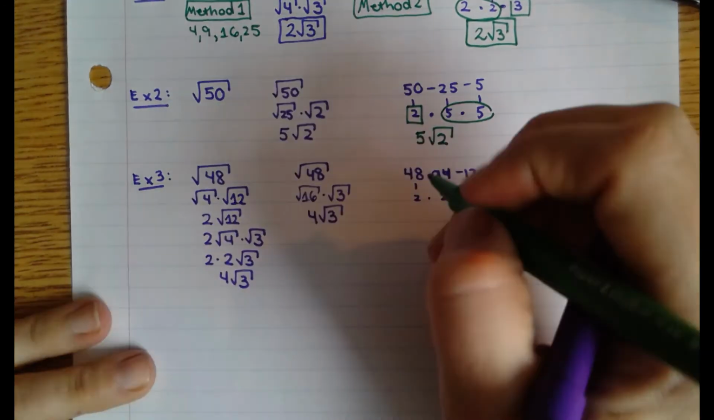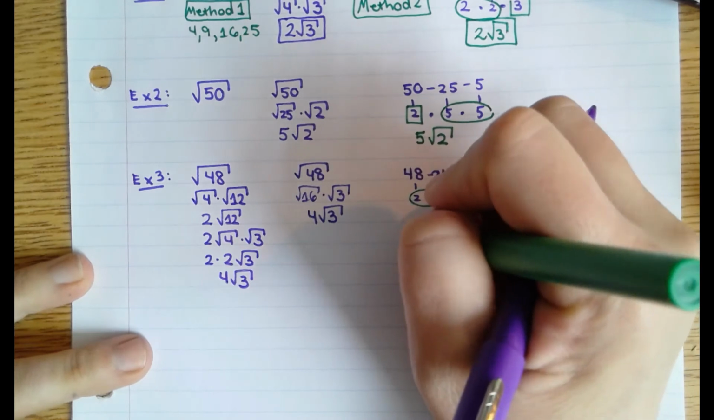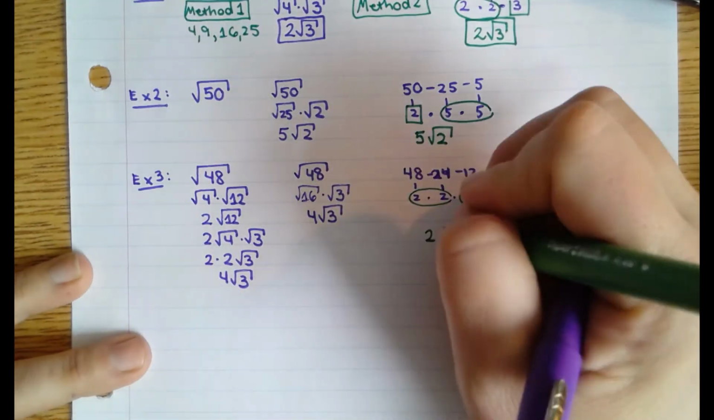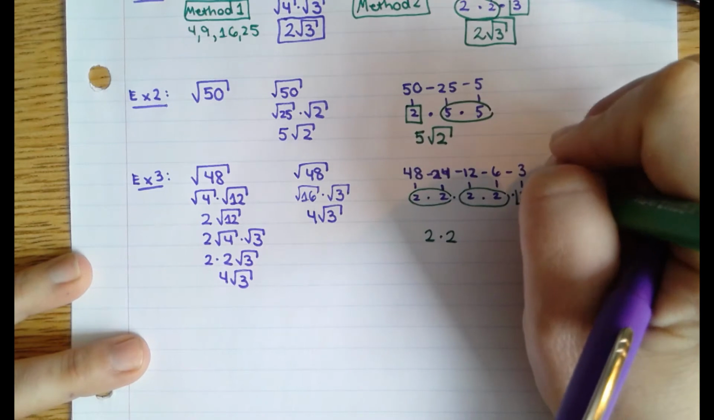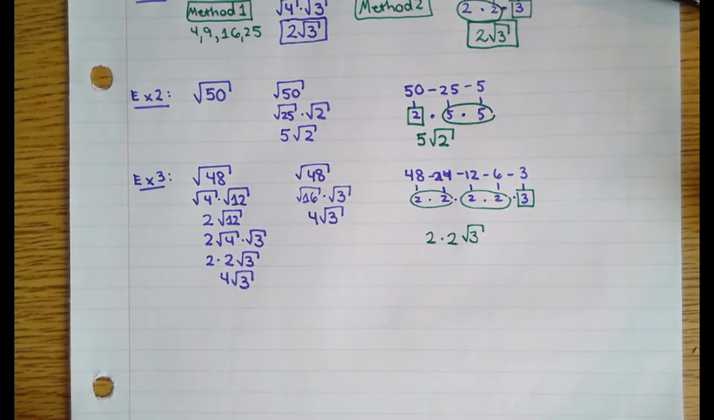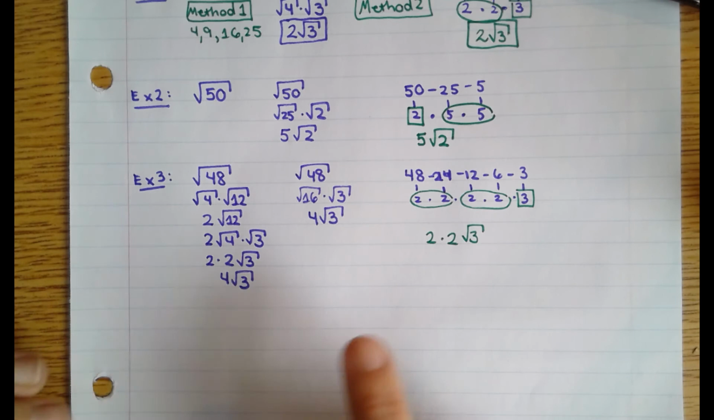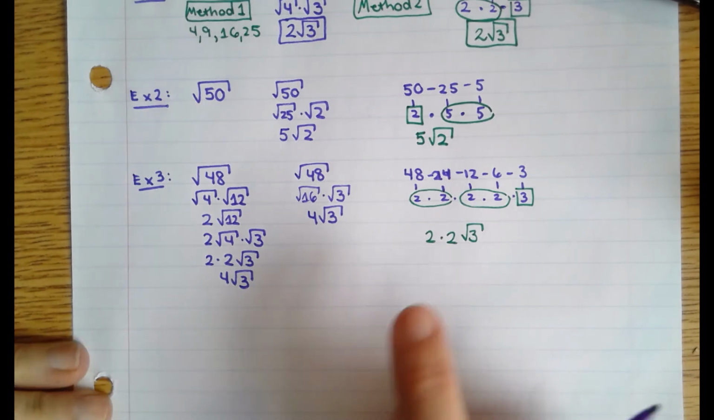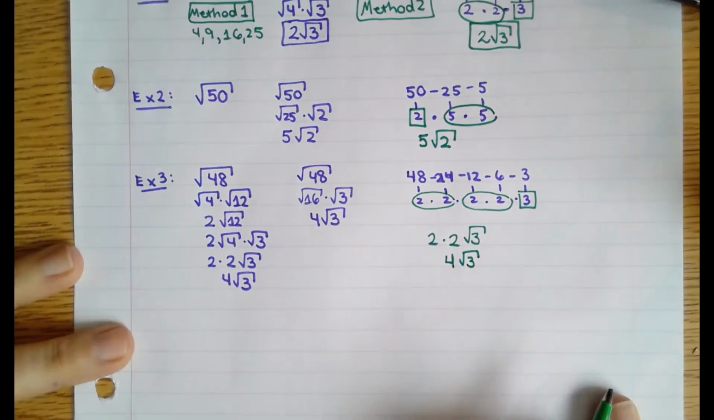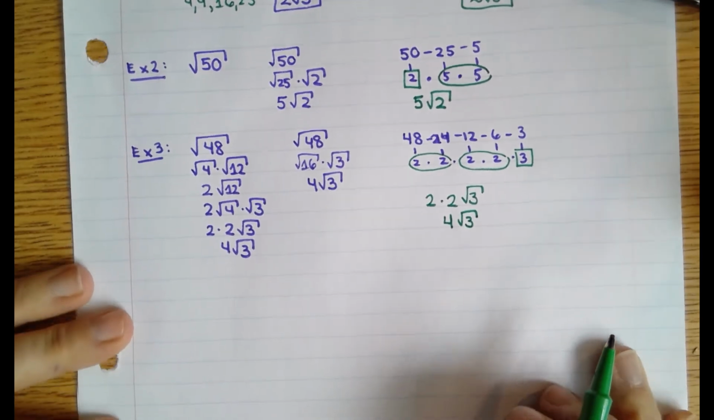Okay, and then this one I see a pair, so 2 comes out. I see another pair, so 2 comes out, and the 3 stays inside. So then we go ahead and finish this out. Outside numbers get multiplied together, and we get 4 root 3. Awesome. So all the different ways to do that.